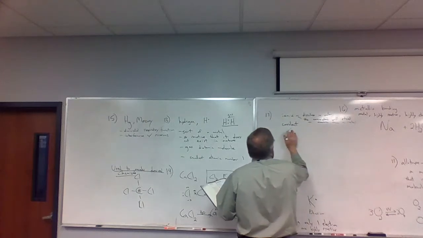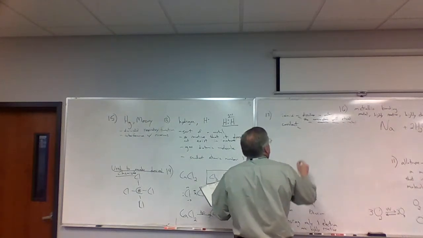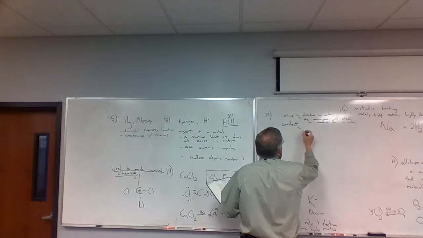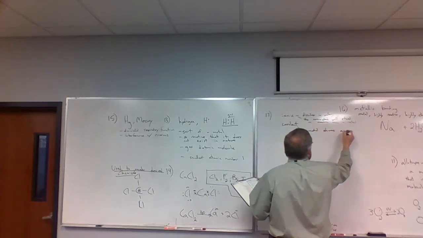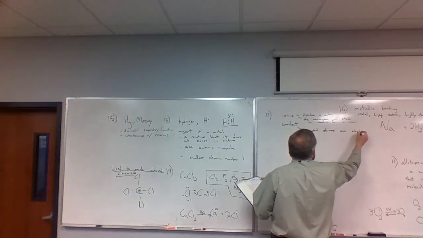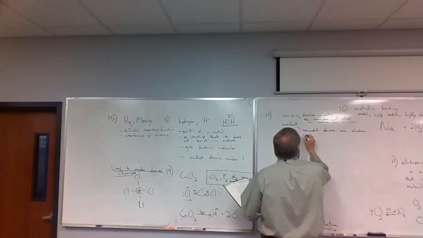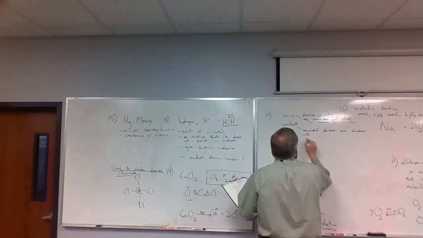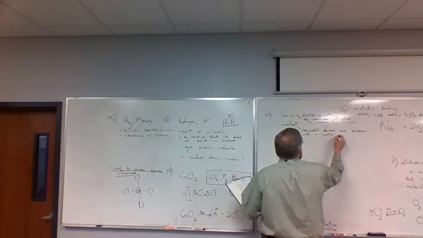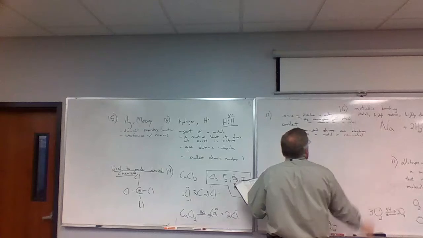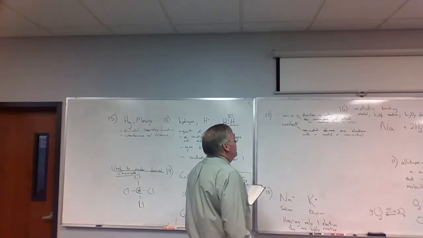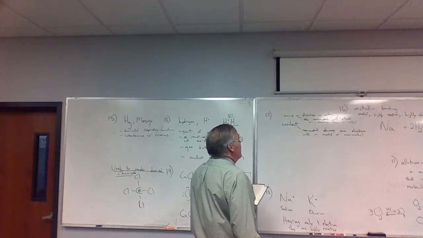Okay? Now, covalent bond. This happens when the nonmetal shares an electron with a metal or nonmetal. The nonmetal will steal an electron from a metal. That forms an ionic bond.